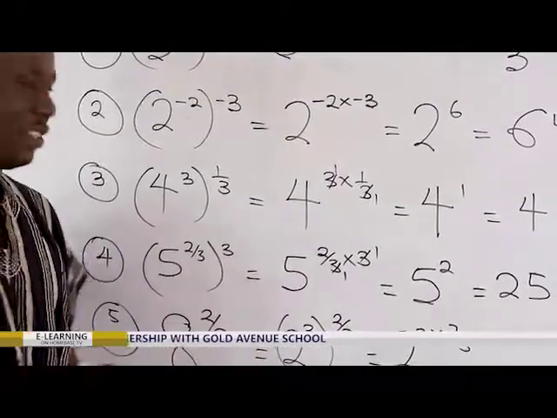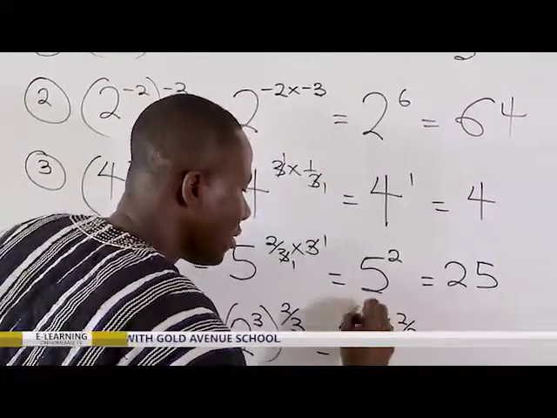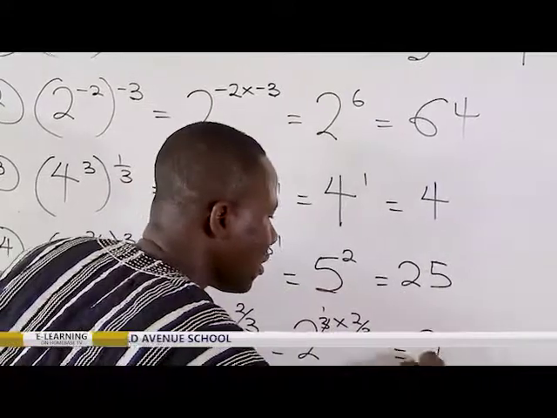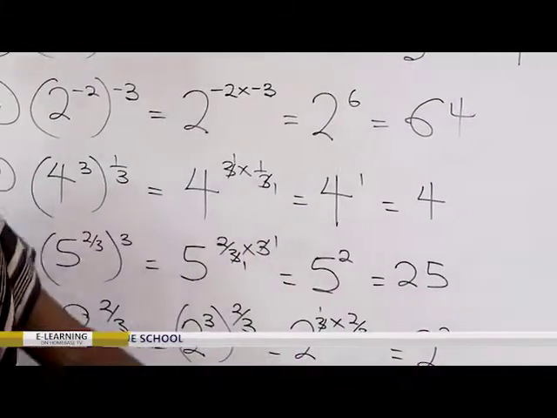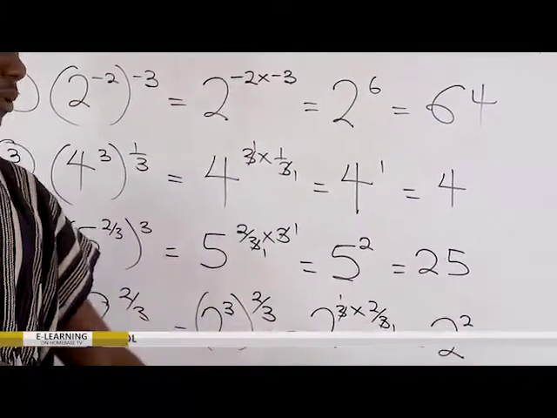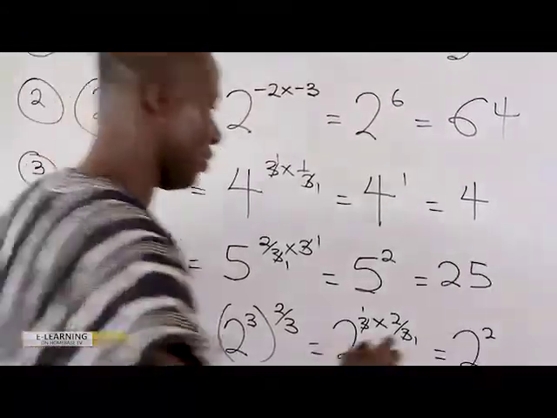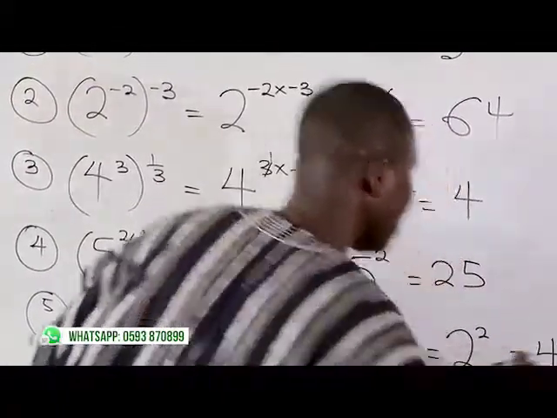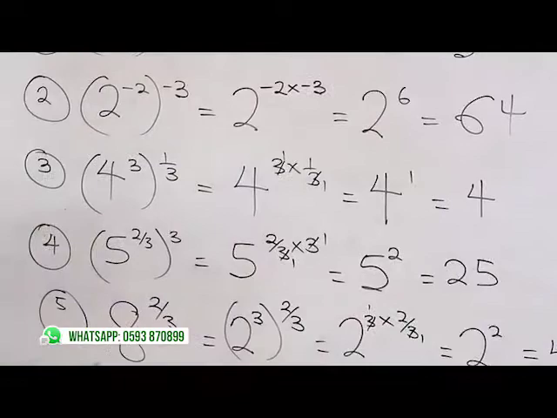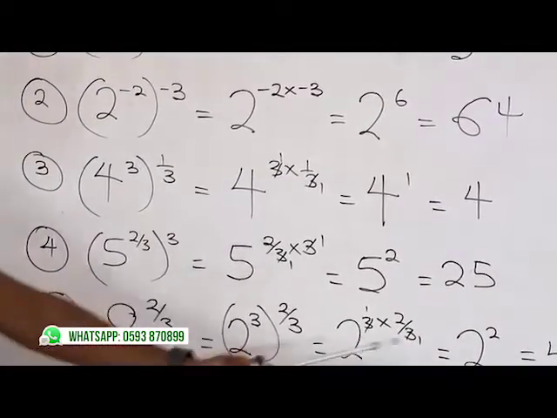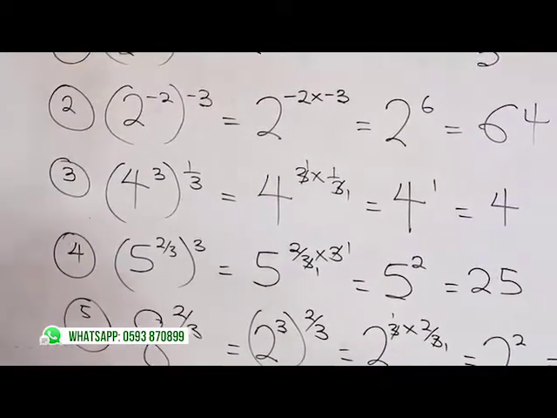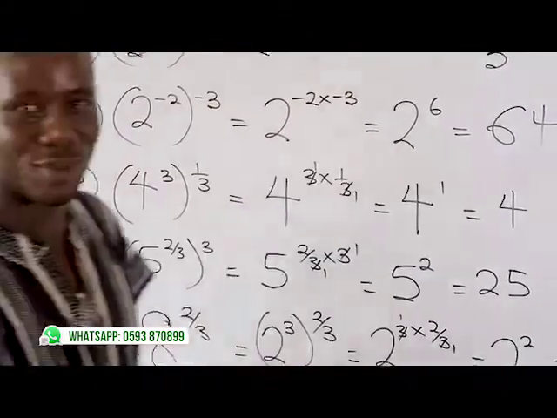So by cancellation, 2 exponent 2. And what is 2 exponent 2? 4. So you see, 8 exponent 2/3 is the same as 4. Very simple. Good. Let's move on.